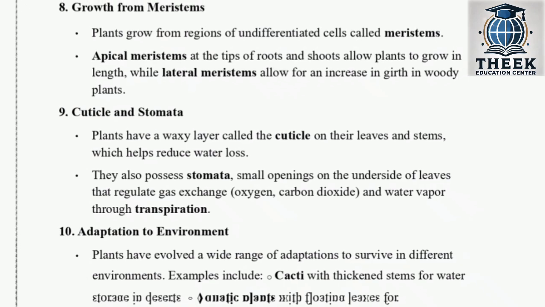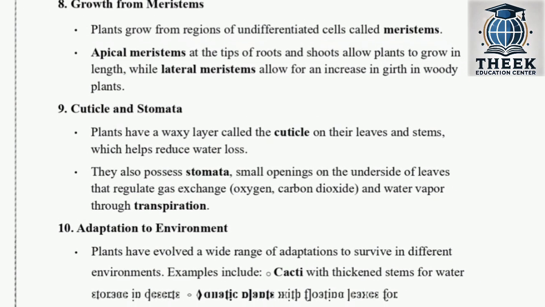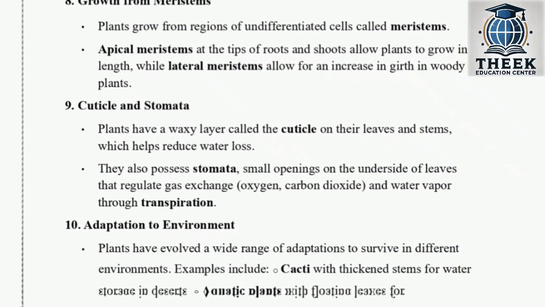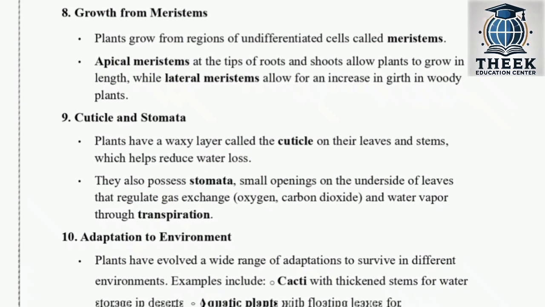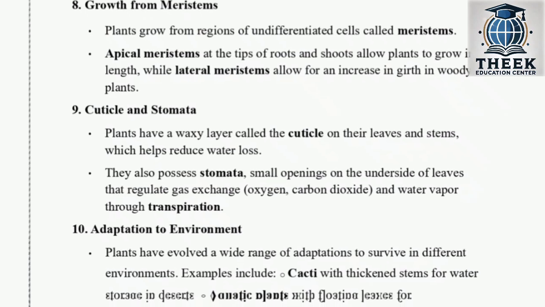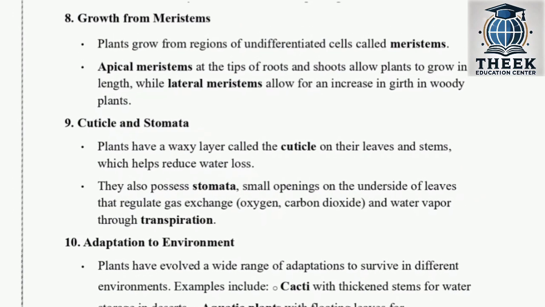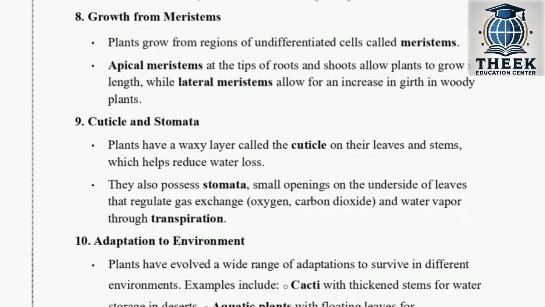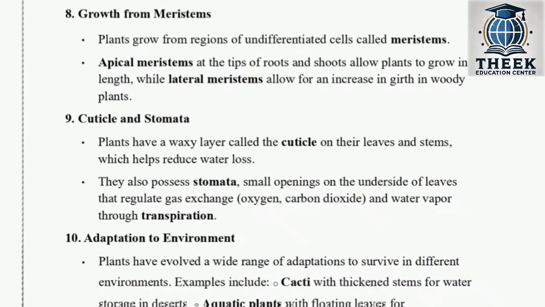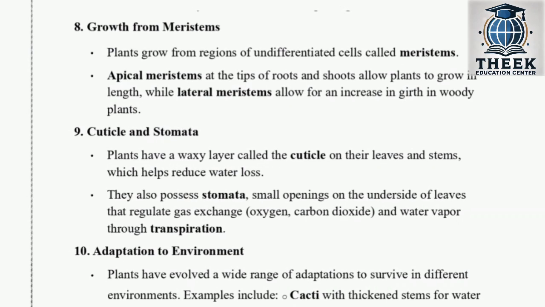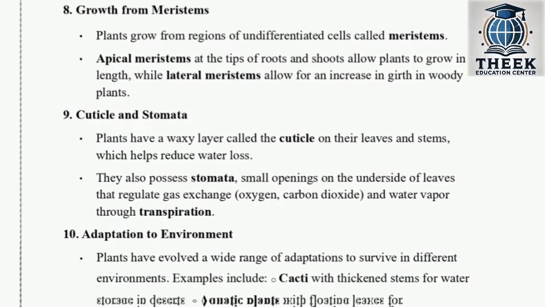So plants, unlike other living organisms, experience growth throughout the entire life of the plant due to the presence of apical meristems, where there is an increase at the tip of the root and at the shoot. That allows the plant to increase in length, while we have what is called the lateral meristem, which allows the plant to increase in girth in woody plants.